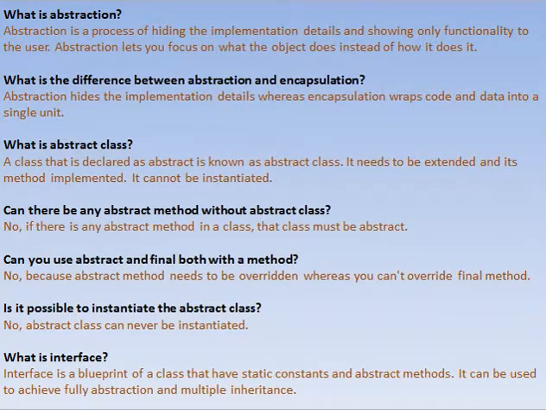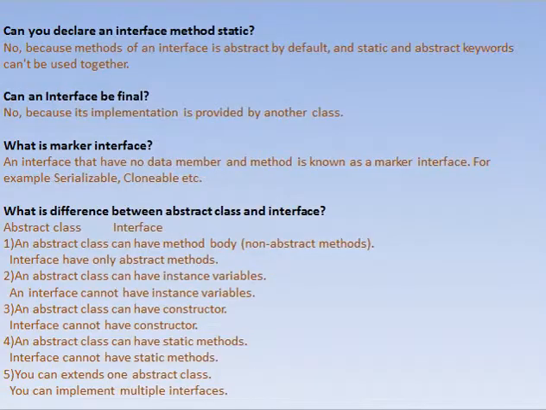What is interface? Interface is a blueprint of a class that has static constants and abstract methods. It can be used to achieve full abstraction and multiple inheritance. Can you declare an interface method static? No, because methods of an interface are abstract by default, and static and abstract keywords can't be used together.